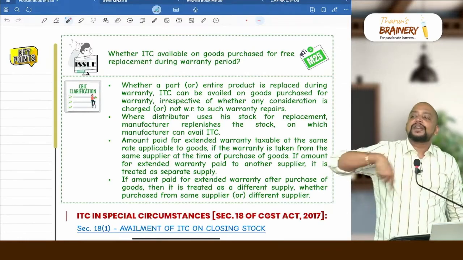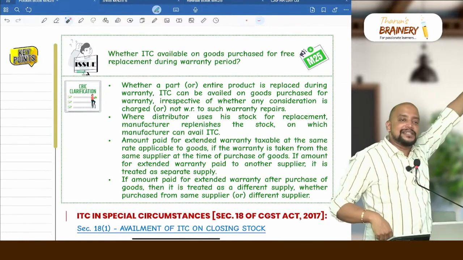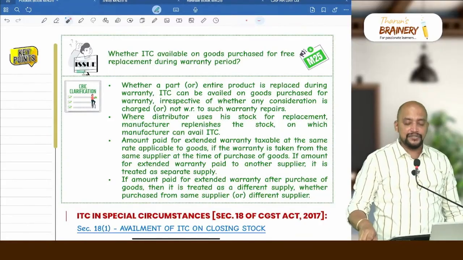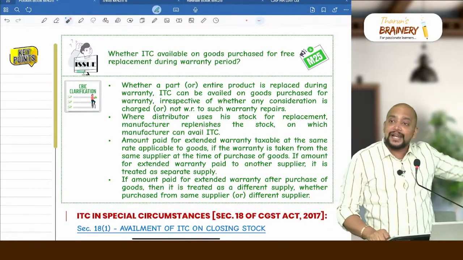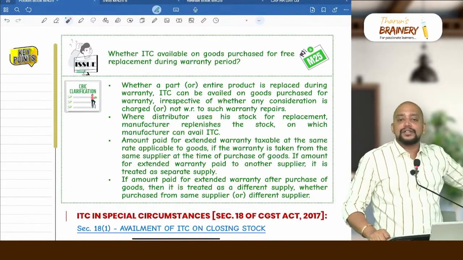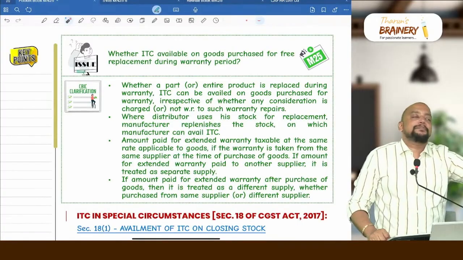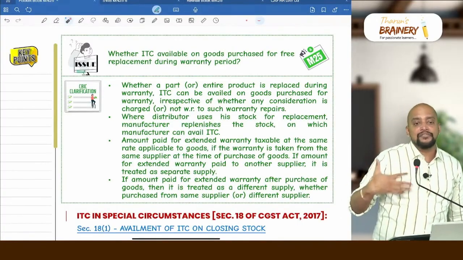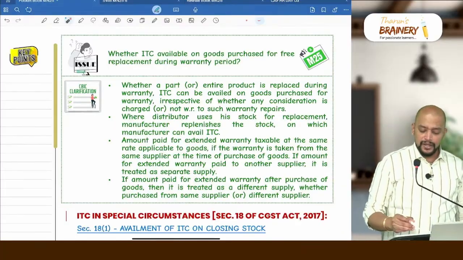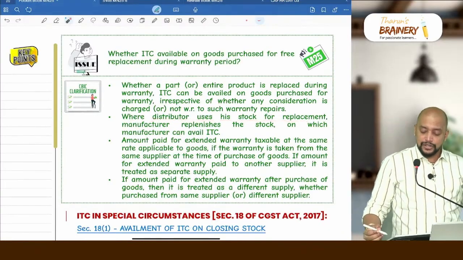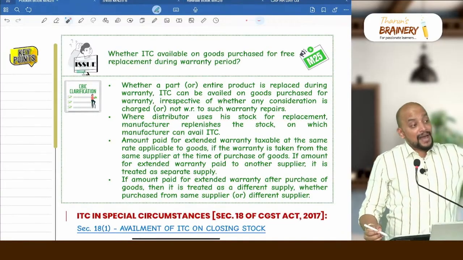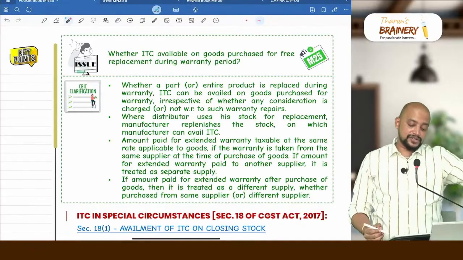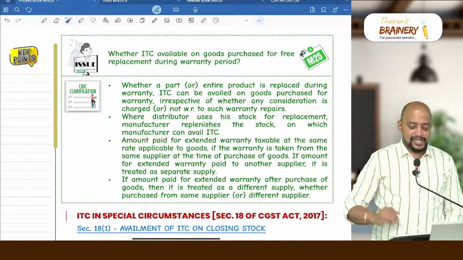Even though I do the replacement under warranty, he purchases it, so he also can take ITC with respect to that. And when he is replenishing, he is sending it from his place to my place. Will it become supply? No, it will not become supply. Then that movement will be under the cover of a delivery challan. When the distributor uses his stock for replacement, the manufacturer replenishes the stock on which the manufacturer can avail ITC.